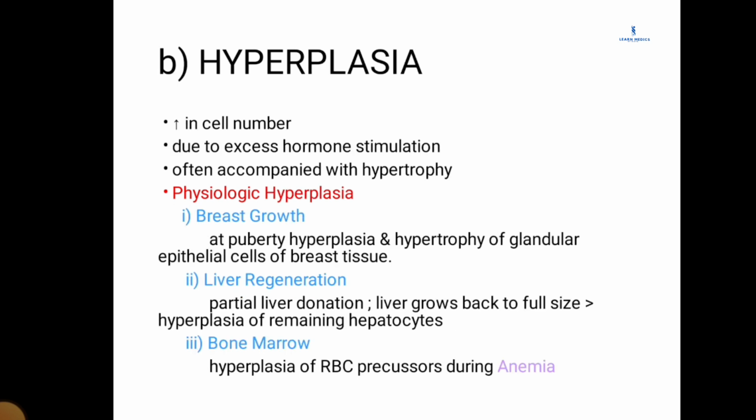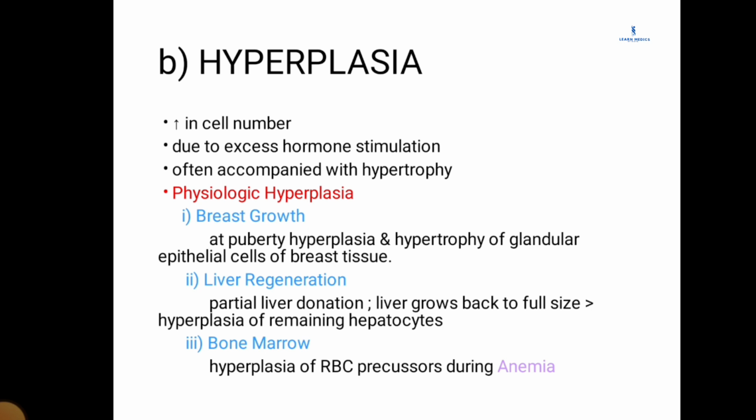And the second one is hyperplasia. It is the increase in cell number. It is an adaptation by which the cell increases its own cell numbers, and it is due to excess hormone stimulation, often accompanied with hypertrophy. It occurs in two ways. The first one is physiological hyperplasia.